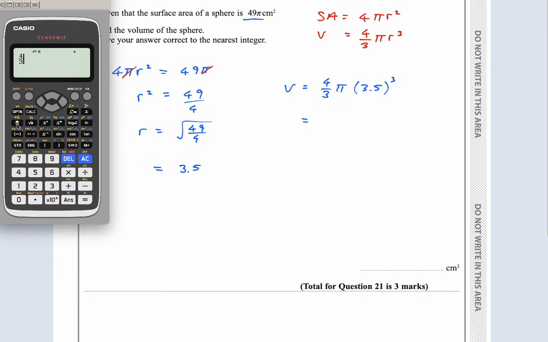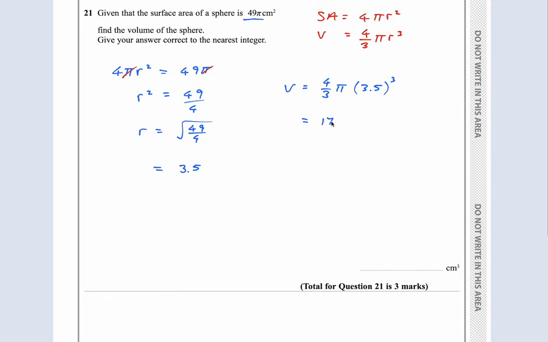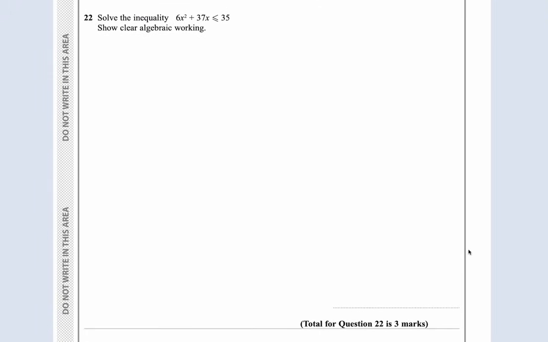4 over 3 times pi times 3.5 cubed, which is 179.59, which rounds to the nearest integer, 180 centimeters cubed. Okay, that was a nice question. Question 22. Solve the inequality showing clear algebraic working.